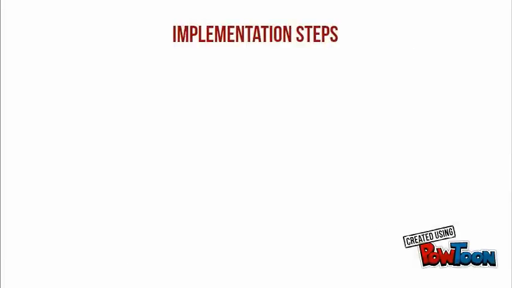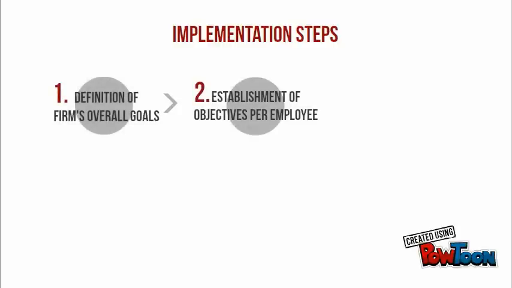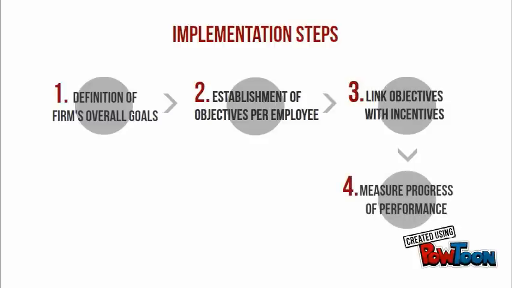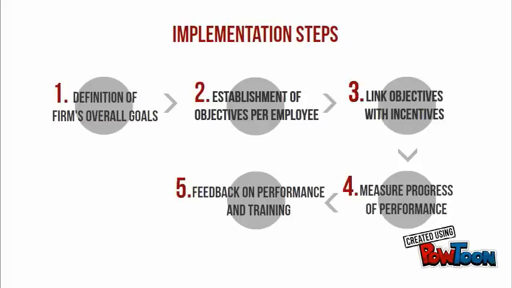But how does it work in practice? Companies that want to introduce MBO should follow these steps. First, definition of the firm's overall goals by top management. Second, establishment of a series of objectives for each employee by middle management. Third, link of the objectives with incentives by the software system. Fourth, progress and goals achievement measurement. Fifth, feedback on performance given to employees and adjustment of training to their capabilities. And lastly, incentives distribution based on performance.